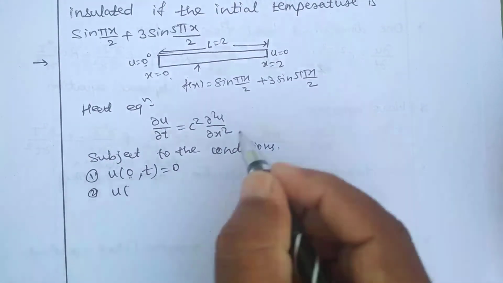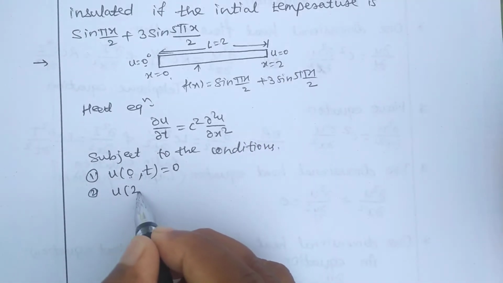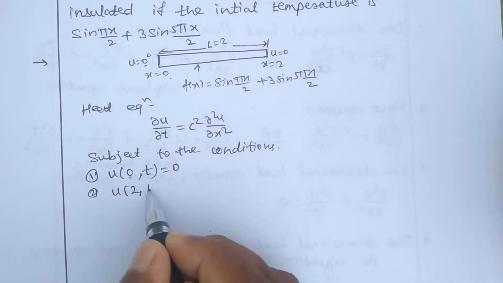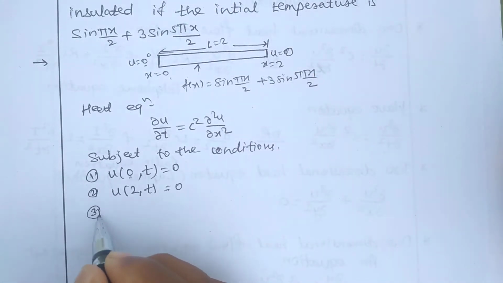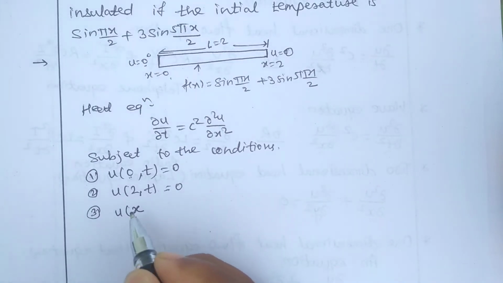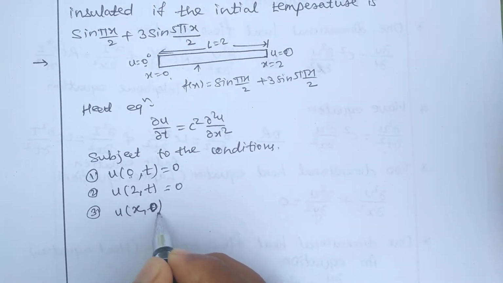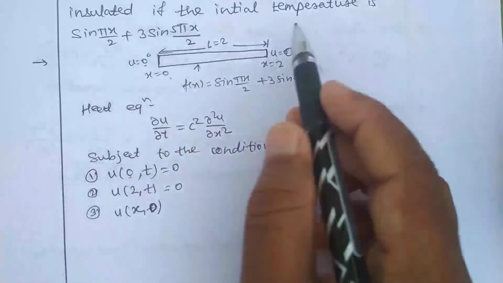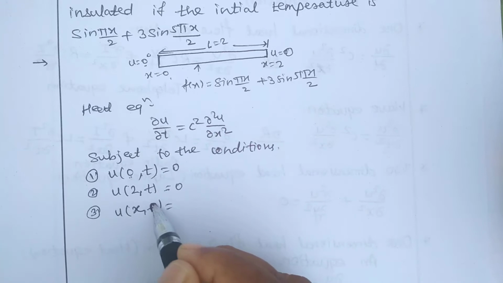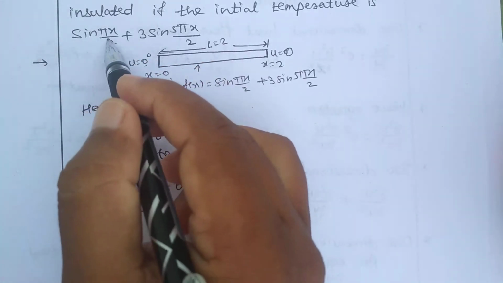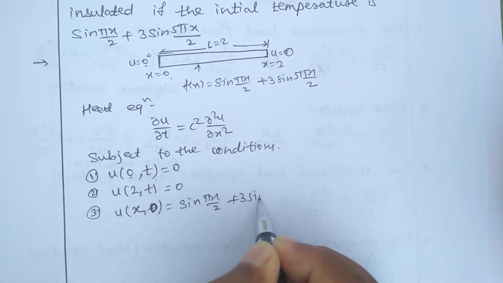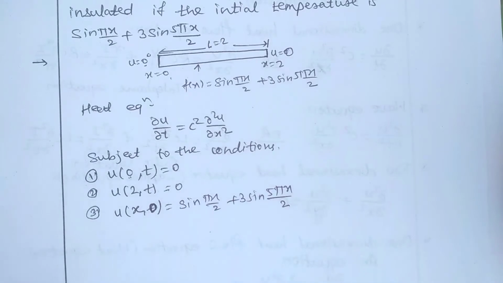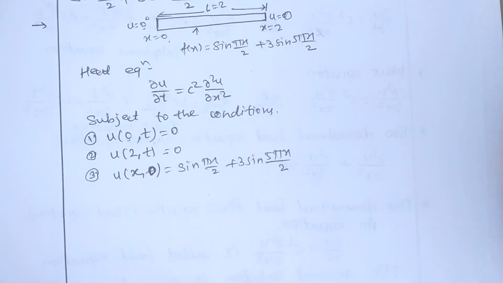The second condition is the value of u, that is the temperature at the second end point, that means the value of x is 2. And t is any time, so at that time the temperature value of u is 0. And the third condition: at any distance x, but when time is 0, that means initially, at initial time t equals 0, the temperature is f of x. The value of f of x is sin(πx/2) + 3 sin(5πx/2). This is the given data. So by using this we have to solve the given example.